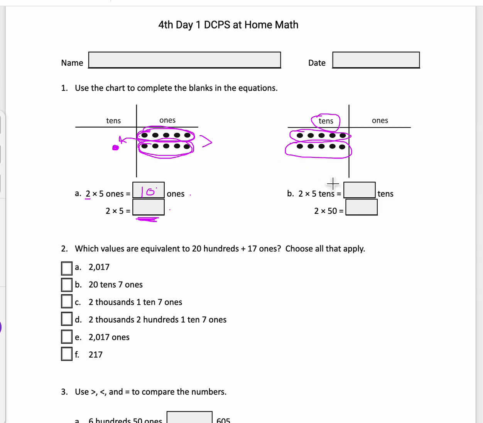Okay, if you said 10 tens as your answer, you're correct. Okay, so if 10 tens is the unit form, well, what's 2 times 50? 10 tens is equivalent to what? You want to write your answer right there on your own.